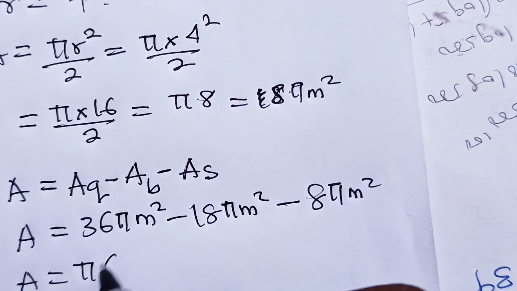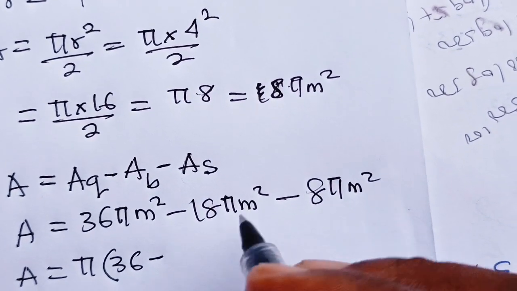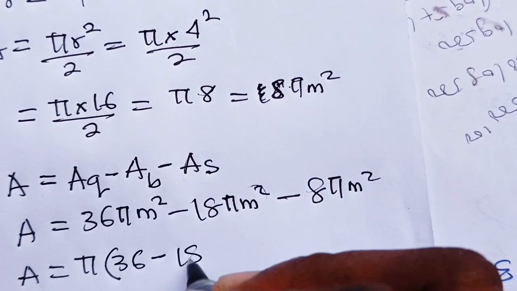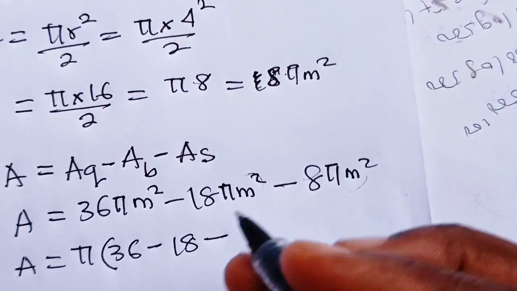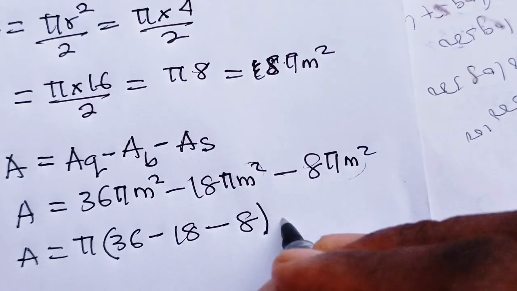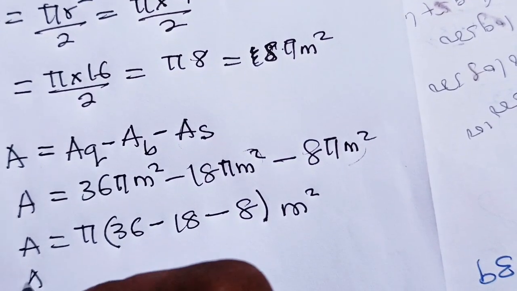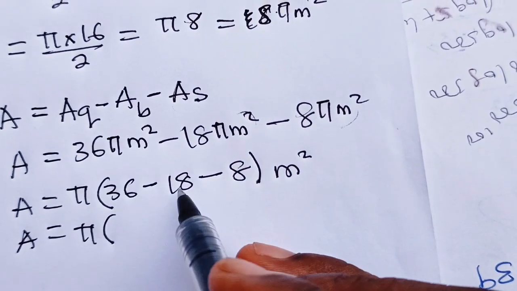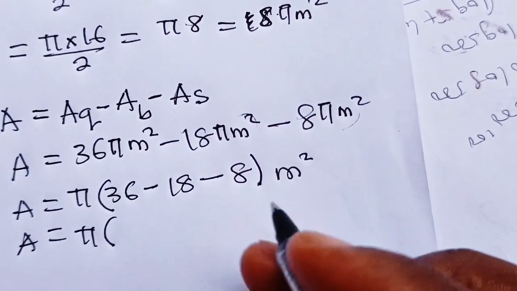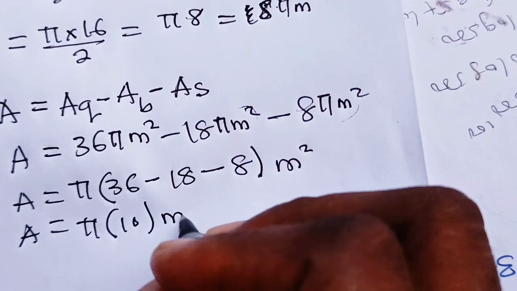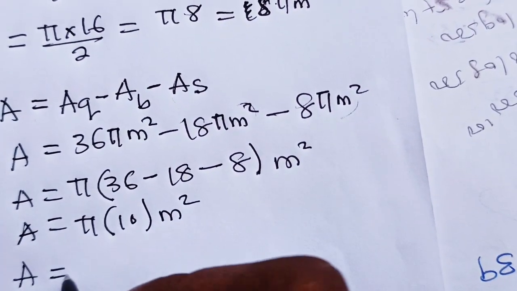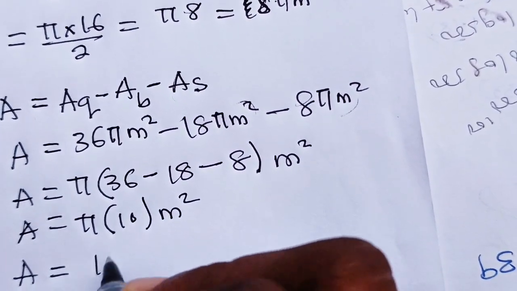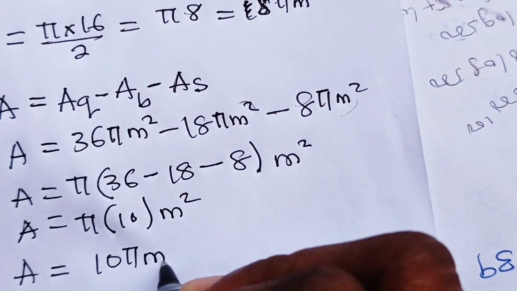So when this is divided by this, we have 36. When this is divided by this, we have 18. When this is divided by this, we have 8, right? All in meter squared. So the area should be equal to pi bracket 36 minus 18 is 18, and 18 minus 8 is 10 meter squared. So the area of the shaded portion is 10 pi square meters.